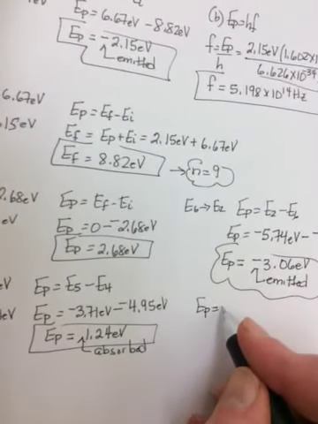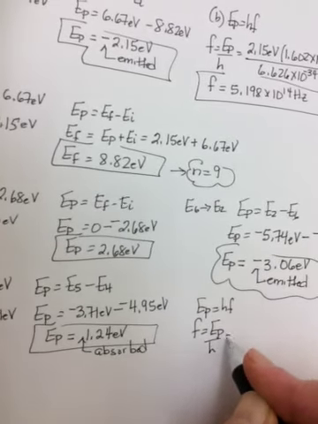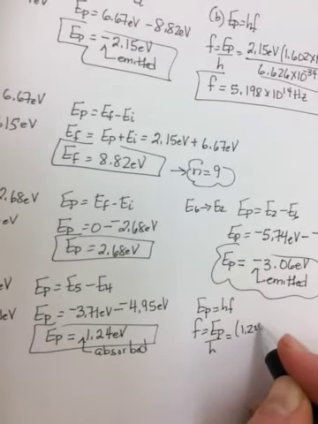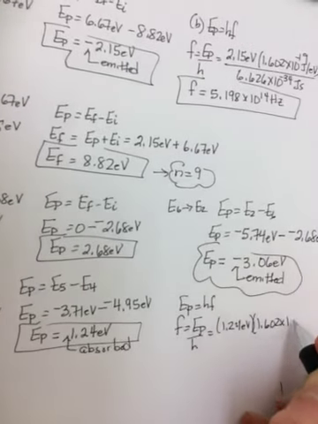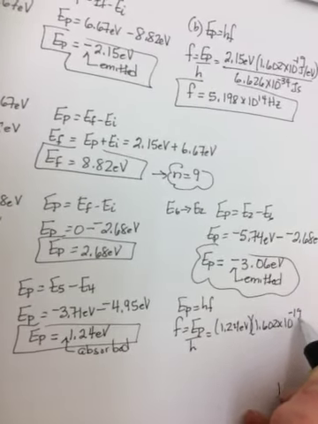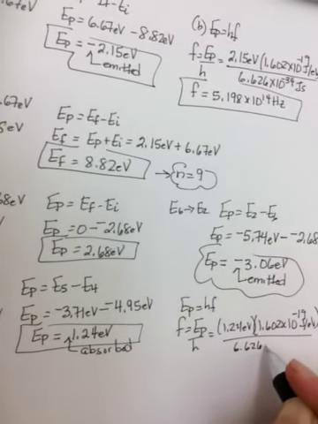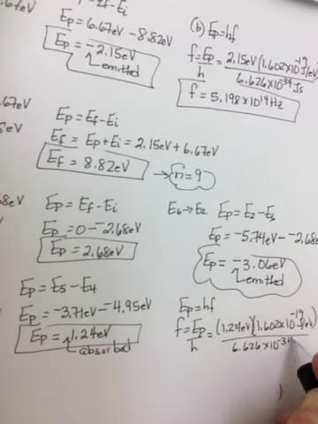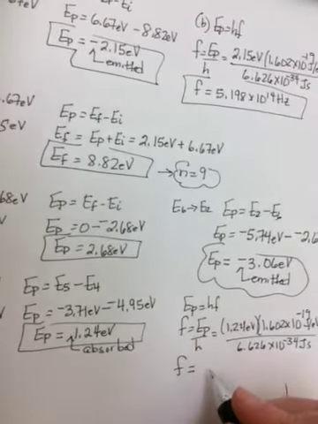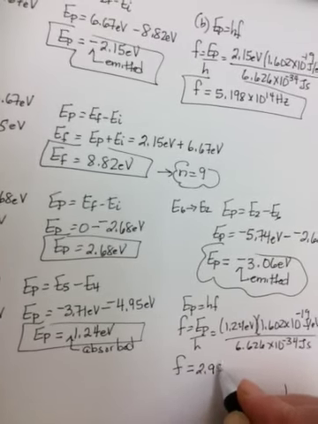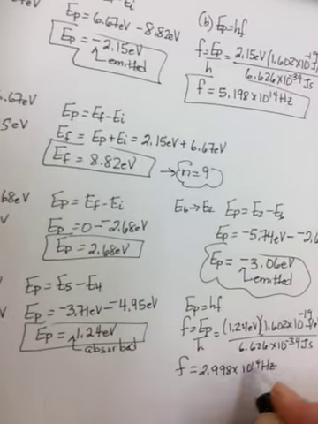5B, what is the photon's frequency? So again, EP is equal to HF, so F is equal to EP over H. So 1.24 electron volts times the conversion factor to go into joules, divided by Planck's constant, 6.63 times 10 to the negative 34 joule seconds, and you should get a frequency here of 2.998 times 10 to the 14th hertz.